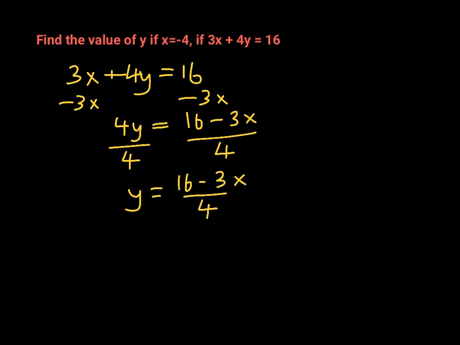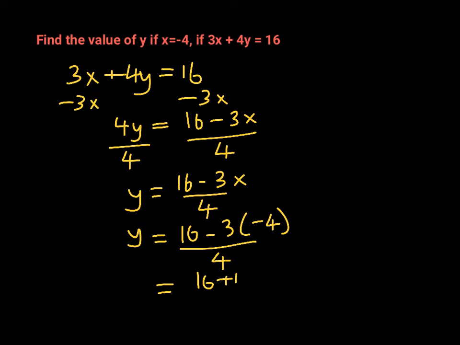Earlier I said you plug in negative 4 into where y is. That's wrong. What I meant was plug in negative 4 to where x is. So y is equal to 16 minus 3 times negative 4, divided by 4. So 3 times negative 4 gives us negative 12. Negative times negative 12 gives us positive. So 16 plus 12 over 4. What is 16 plus 12? That's 28. 28 divided by 4 gives us the value of 7. So we know y is equal to 7.